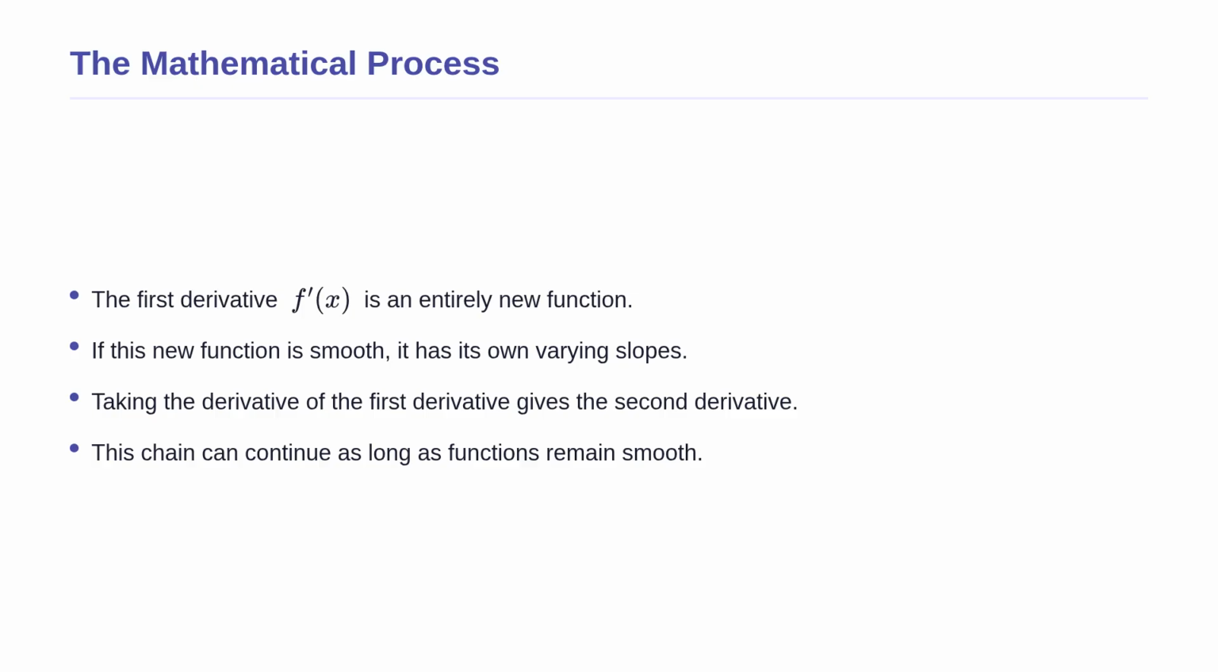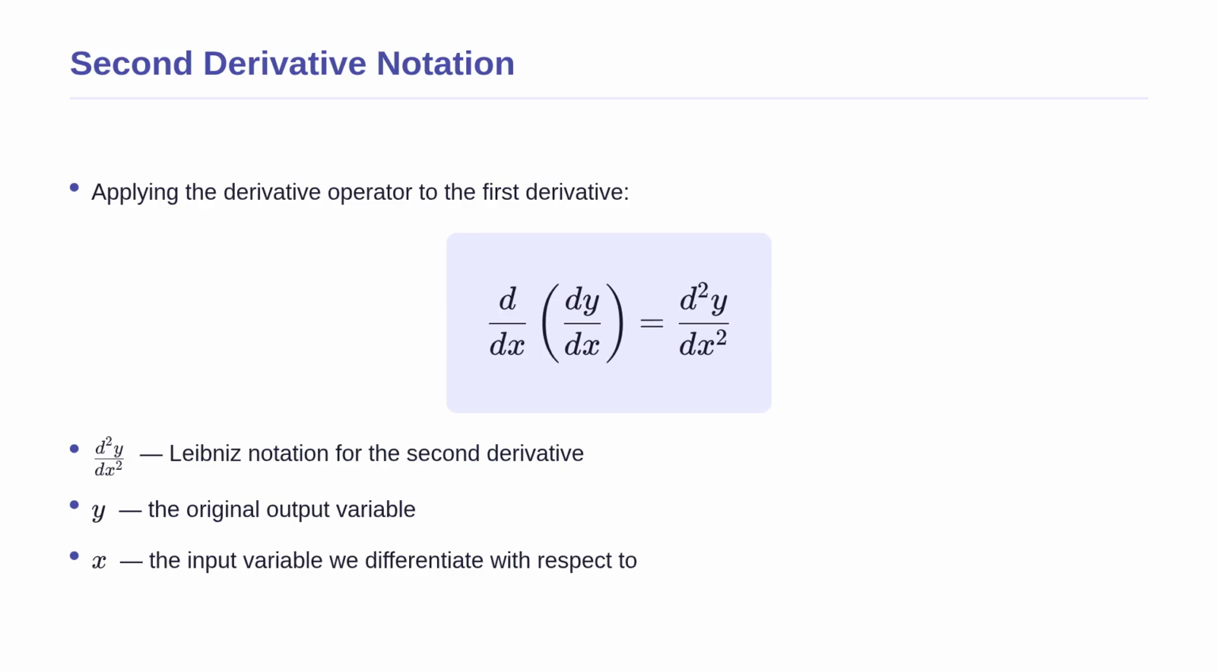Taking the derivative of the first derivative gives us the second derivative. We can continue this chain of differentiation as many times as we want, provided the resulting functions remain smooth and continuous. Before we calculate anything, we need to understand how mathematicians write these repeated derivatives.